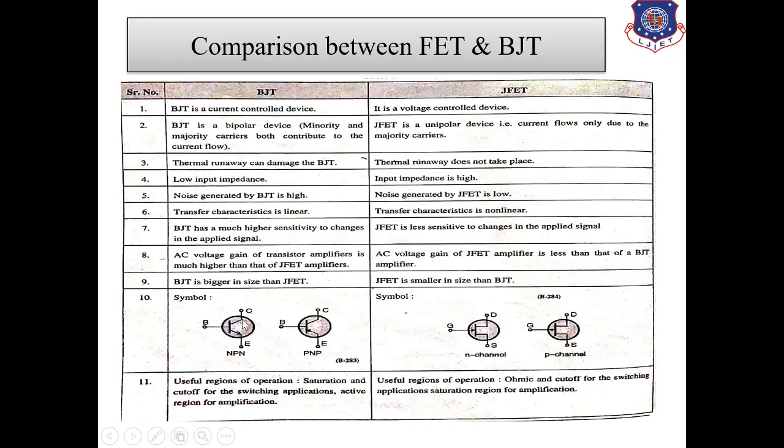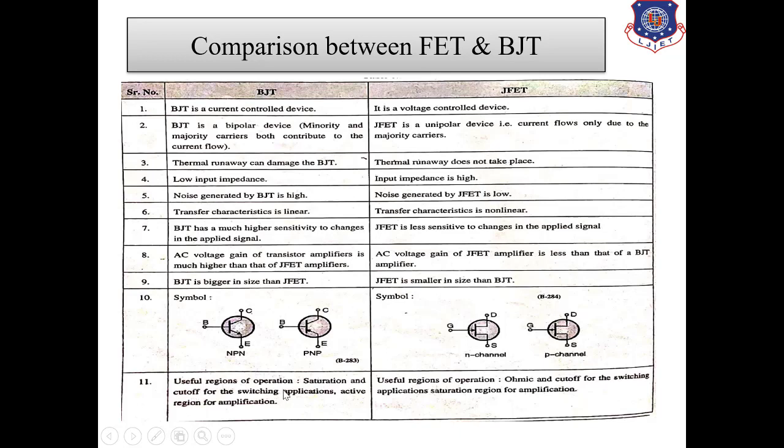But the symbols of JFET are totally different, because there are three terminals named gate, drain and source. Always remember that the arrow should be on the gate terminal. If the arrow is inside, the symbol is called an N channel JFET. If the arrow on the gate terminal is outside, as in the second symbol, then it is named a P channel JFET.